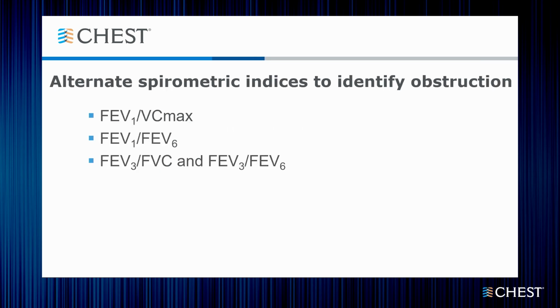So what about some of the alternative spirometric indices to identify obstruction? We have FEV1 over VC max. Remember, we get multiple vital capacities when we perform spirometry. We have the forced vital capacity. We have an inspiratory vital capacity. We have an inspiratory vital capacity when we do DLCO testing. And then we have a slow vital capacity when we perform lung volume testing. And then there's FEV1 over FEV6, FEV3 over FVC, FEV3 over FEV6.